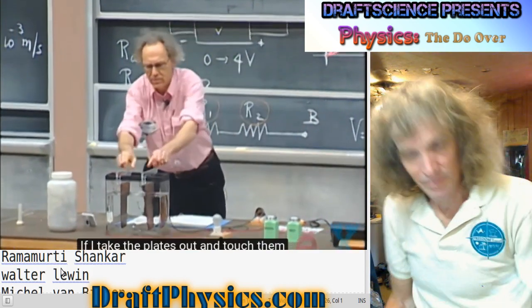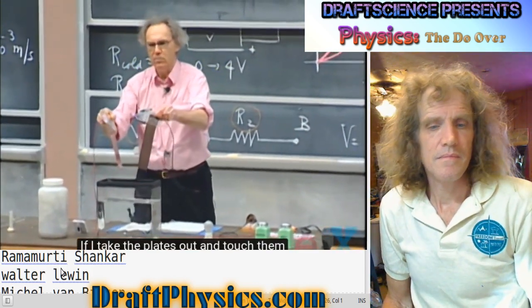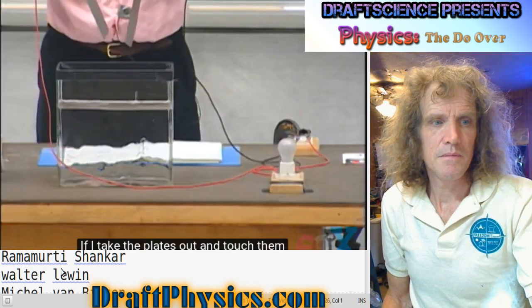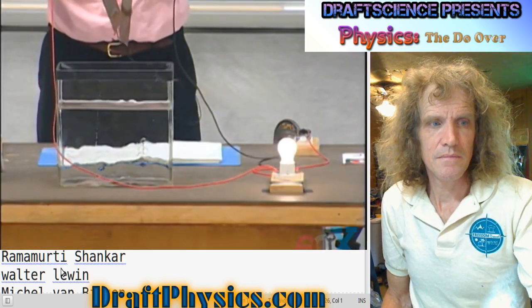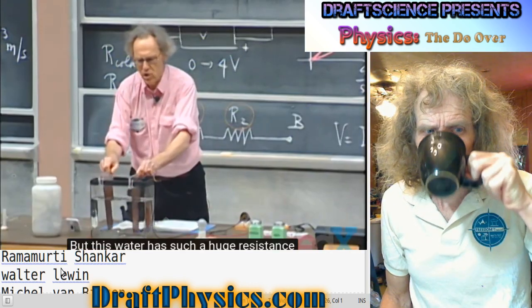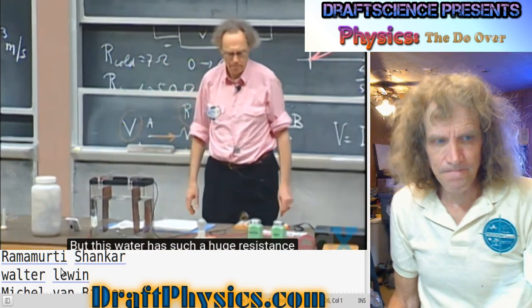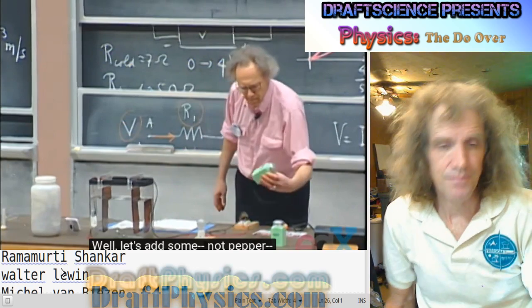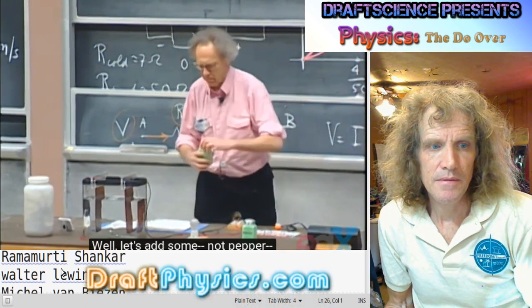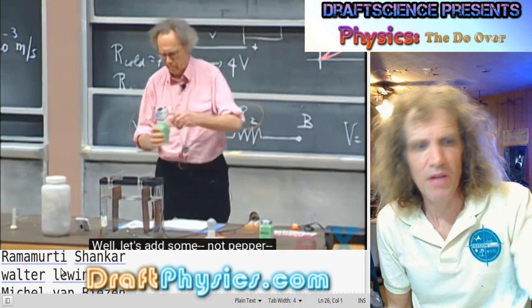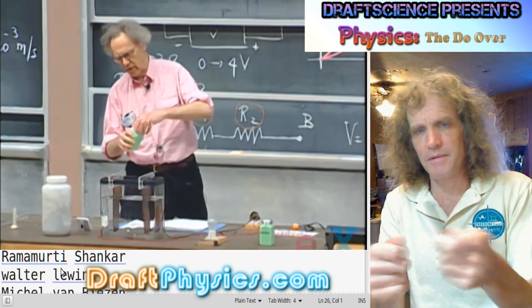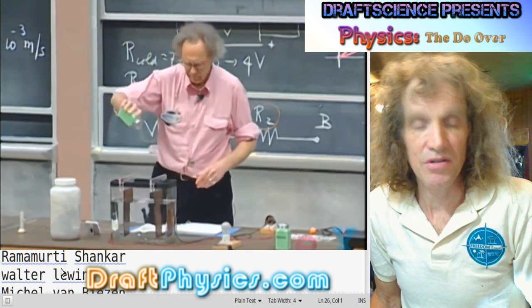If I take the plates out and touch them with each other, what will happen? Spark. There you go. But this water has such a huge resistance that the current is too low. Well, let's add some, not pepper, add some salt. It's a very small light bulb, apparently 10 watts or something. Yeah, the salt is there. Didn't get any spark, but should have got a spark.